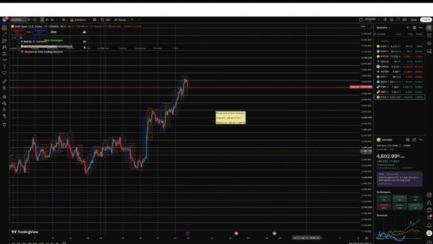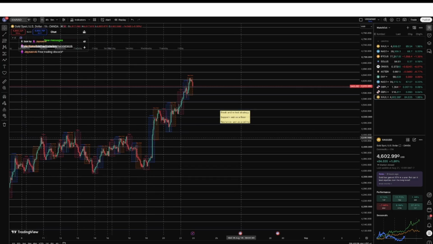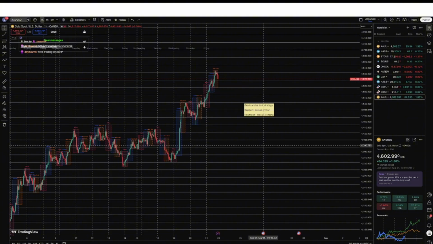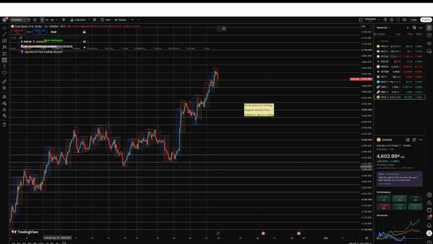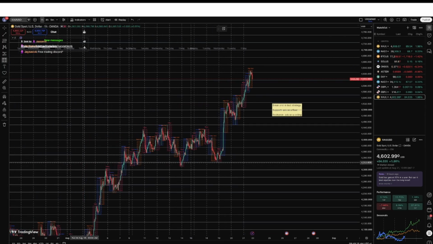The first thing we need to do is mark support. How are you going to be able to actually go ahead and identify support in the market? If you look over here, we're going to use one of these tools, which is a rectangle. With this rectangle, for support and resistance, you want to see where price has made multiple taps or has reacted within a certain area. Just to give you an example, let's just say this area right here.